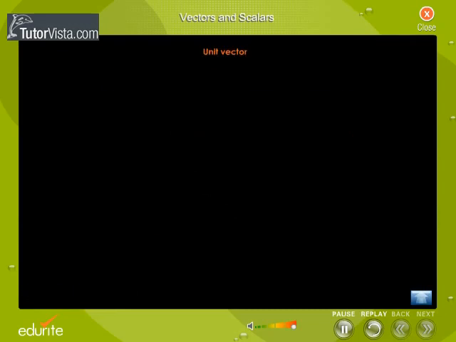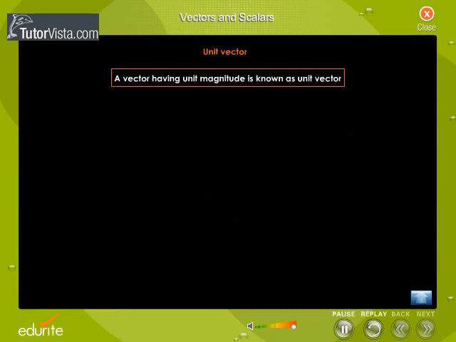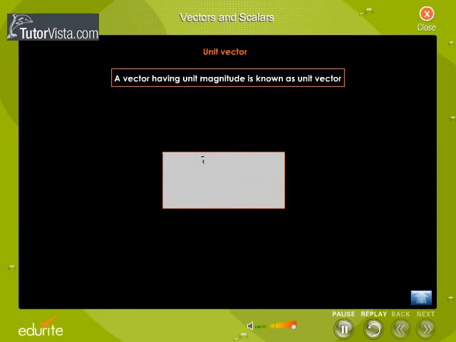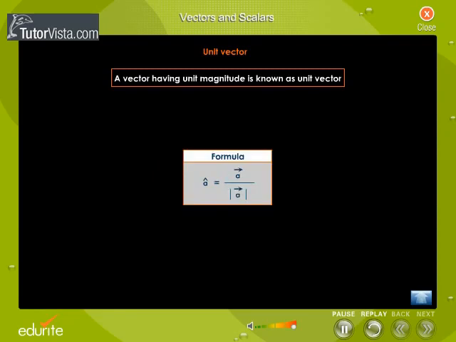Unit vector. A vector having unit magnitude is known as unit vector. It is used to denote direction. Any vector A can be expressed in terms of unit vector as the product of modulus A and A cap. A is the modulus of the vector A. Here A cap is the unit vector. A cap is also read as A caret or A hat. The unit vector can be obtained by the formula A cap is equal to vector A divided by modulus A.